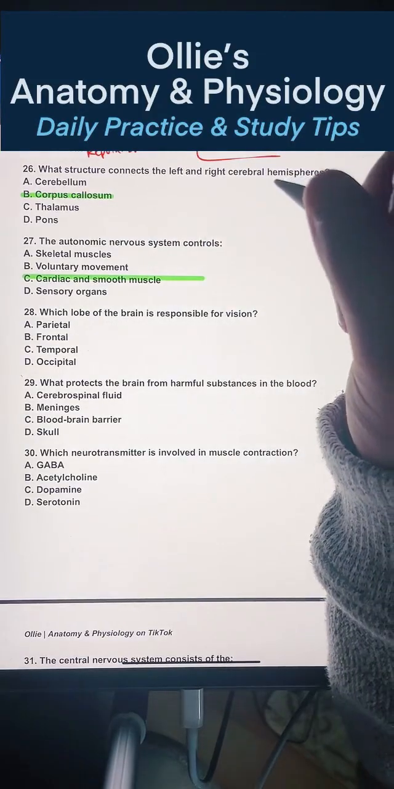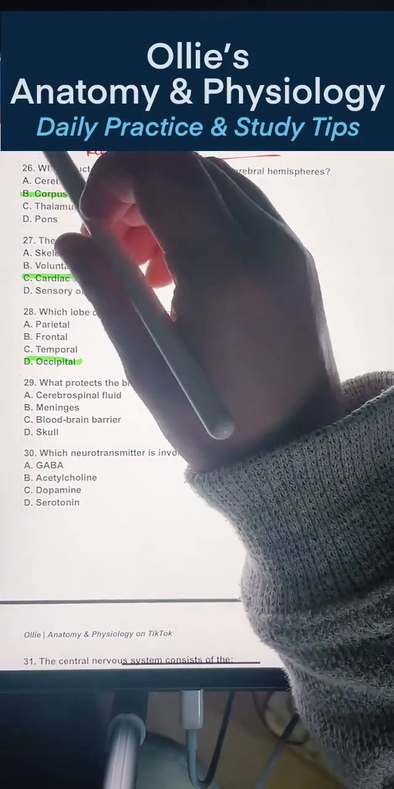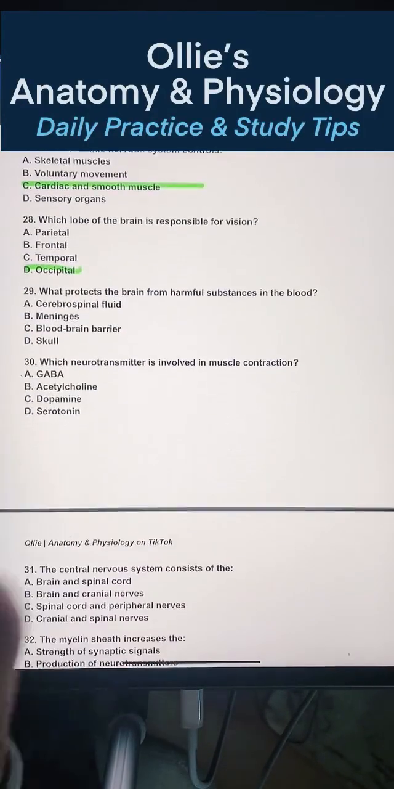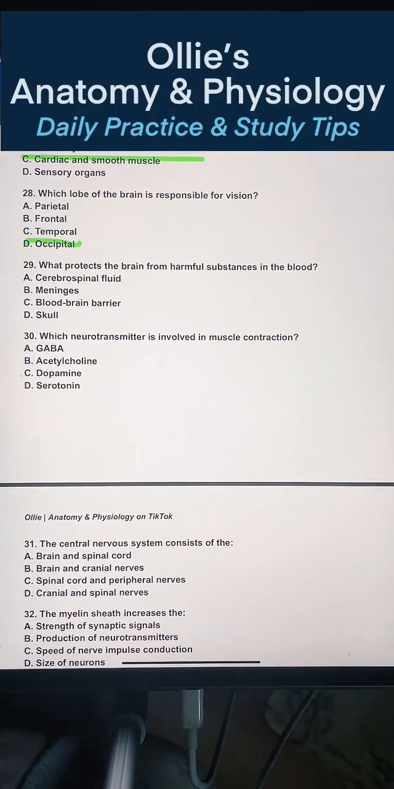Number 28, which lobe of the brain is responsible for vision? It is occipital. The occipital lobe is responsible for our vision. Number 29, what protects the brain from harmful substances in the blood? What is that going to be?